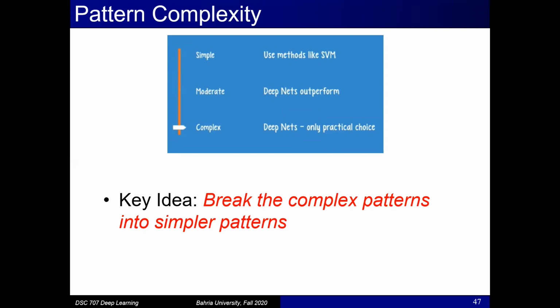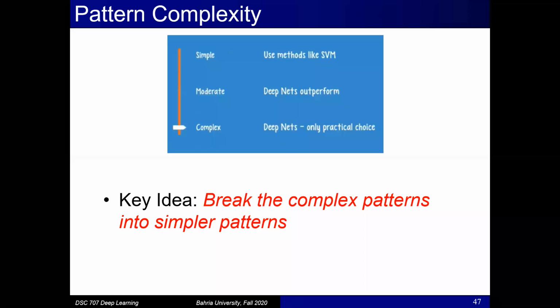Now, think about the complexity of the problem. If your problem is simple, for example recognizing digits, then a simple method like SVM is sufficient and will give you good results. But as the complexity of your pattern increases, deep neural networks start to outperform conventional methods like SVM or other classifiers. And if the patterns are very complex, deep networks are actually the only choice, because conventional techniques will not work very well on such complex patterns.